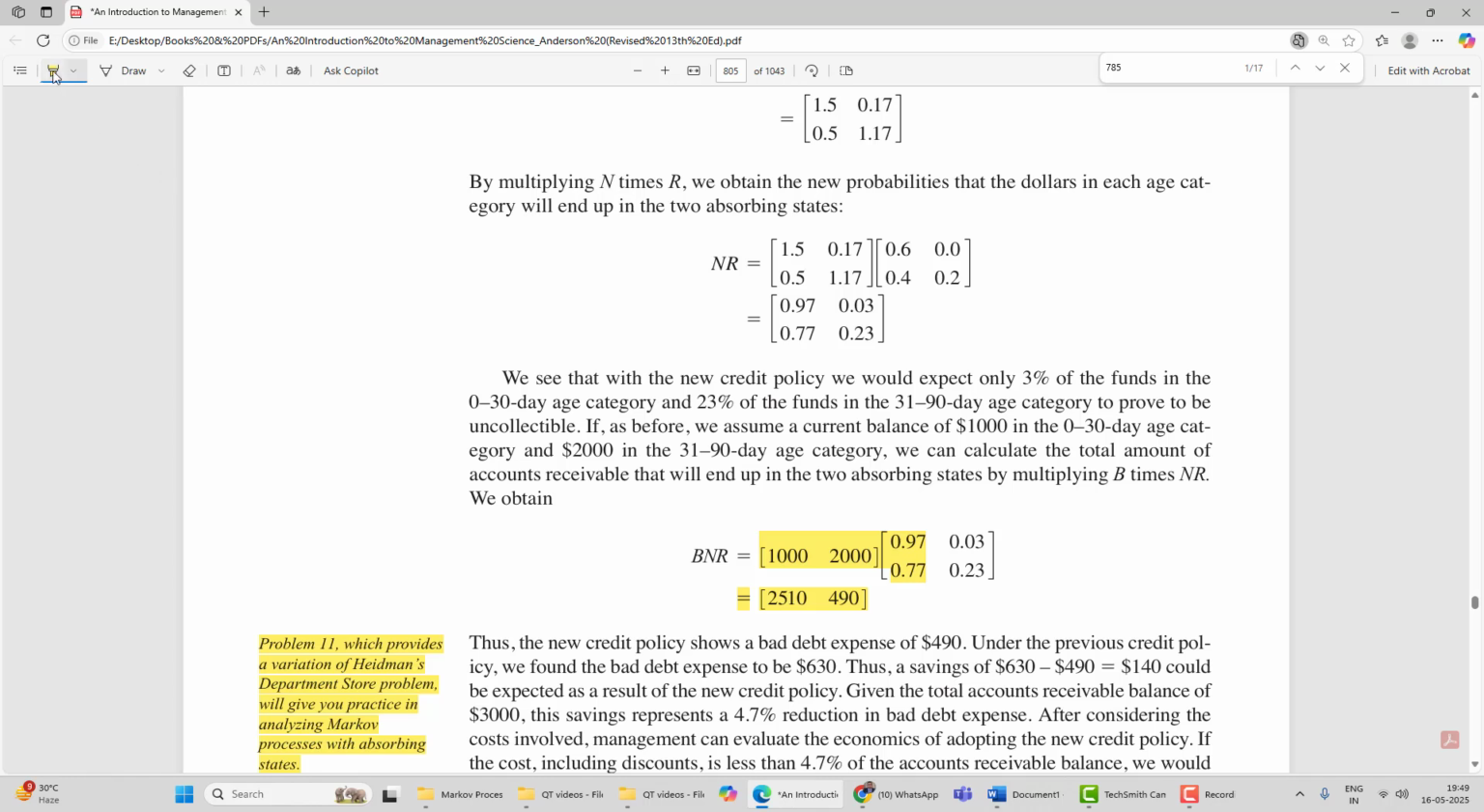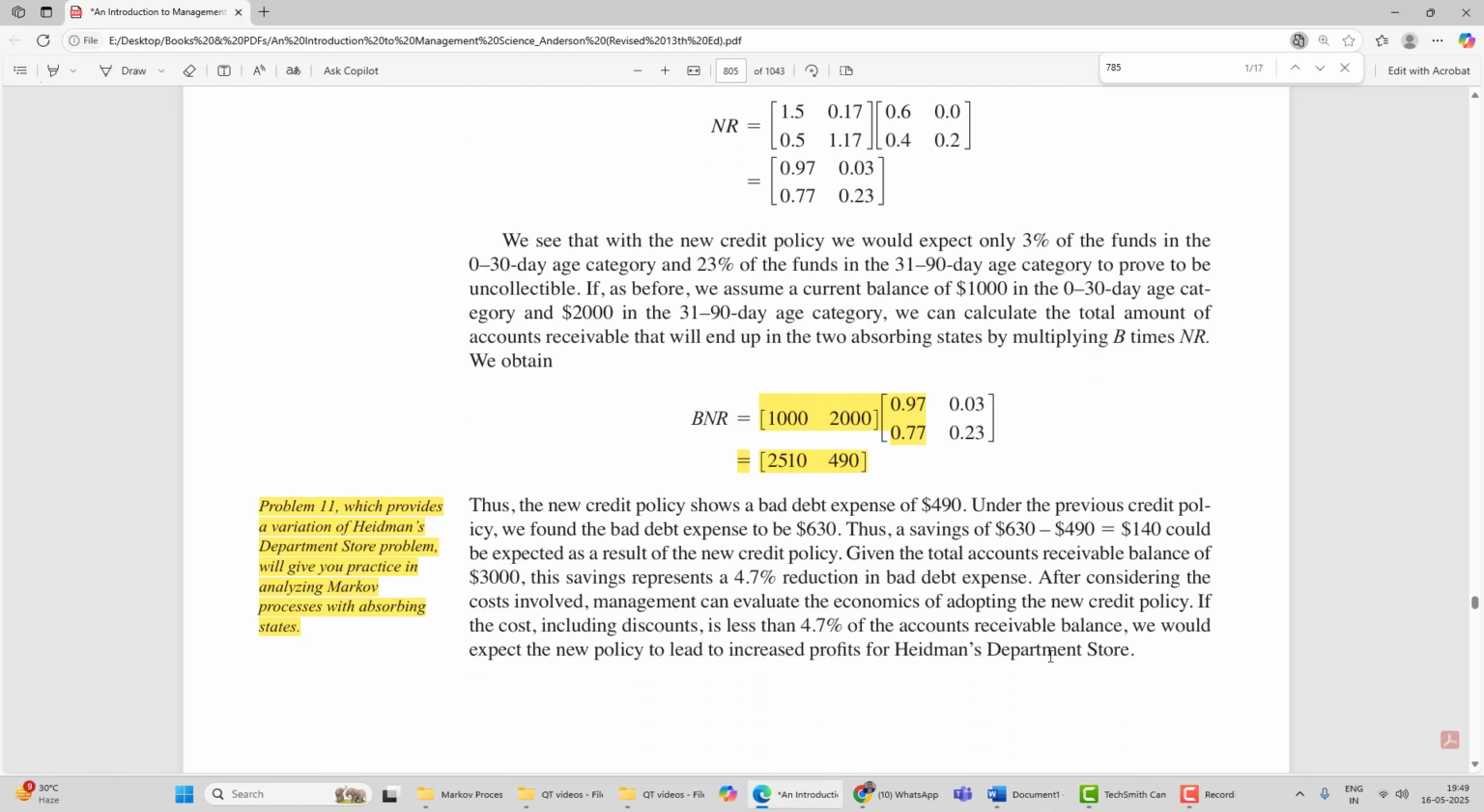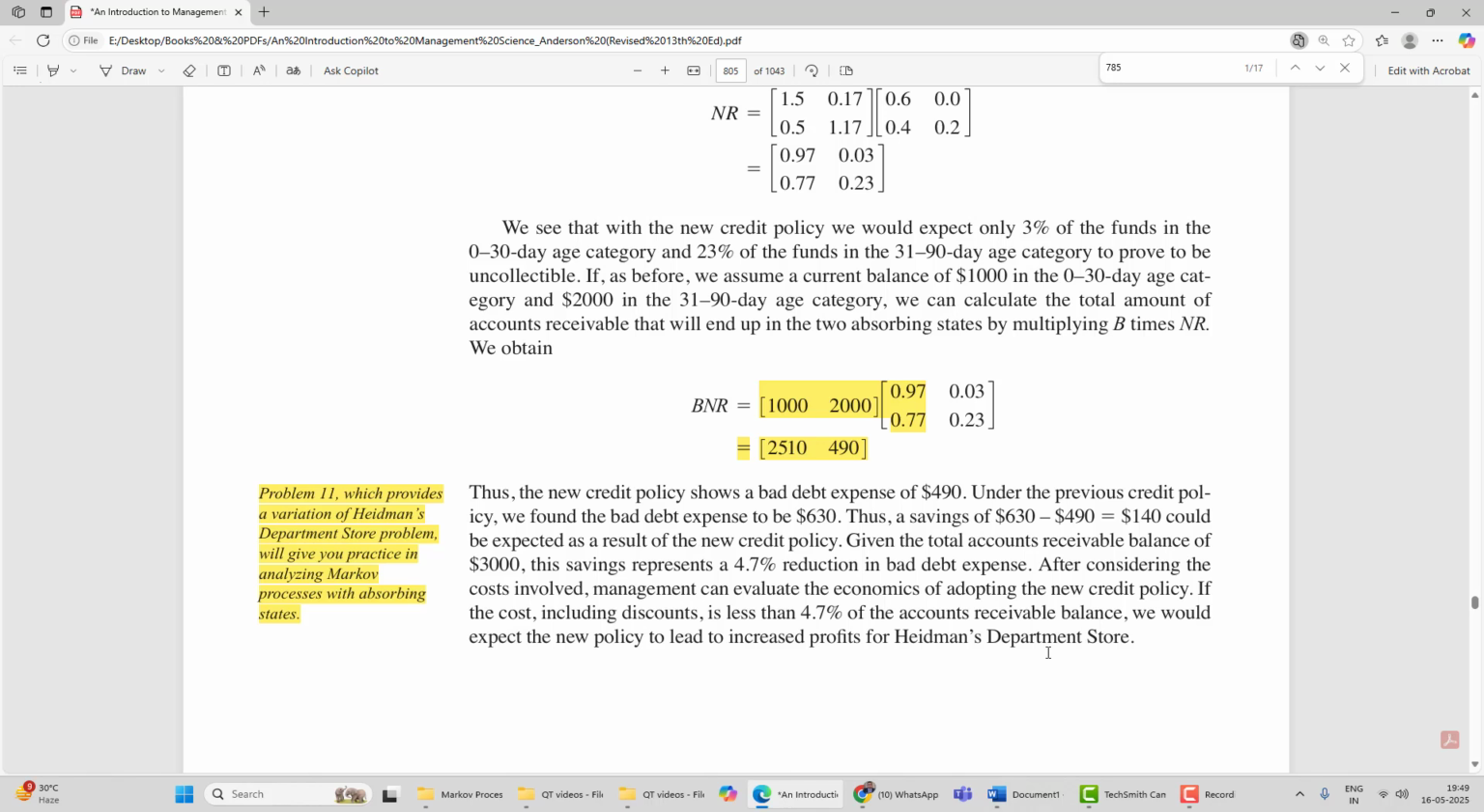Earlier it was 630, now it has come down to 490. Obviously there will be a saving of $140, which is around a 4.7 reduction in bad debt expenses. But in case you are spending more than this $140 as discounts, then this new credit policy should not be implemented, because the organization will undergo a loss. So this is how you can suggest. If it is a 20 marks problem, you may expect to do the process two times and suggest what is to be done.